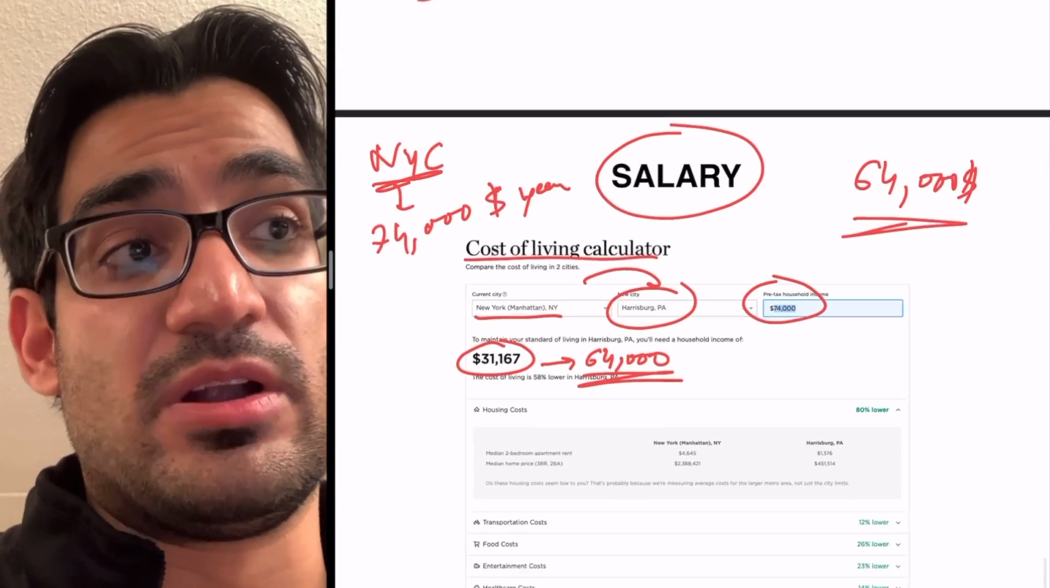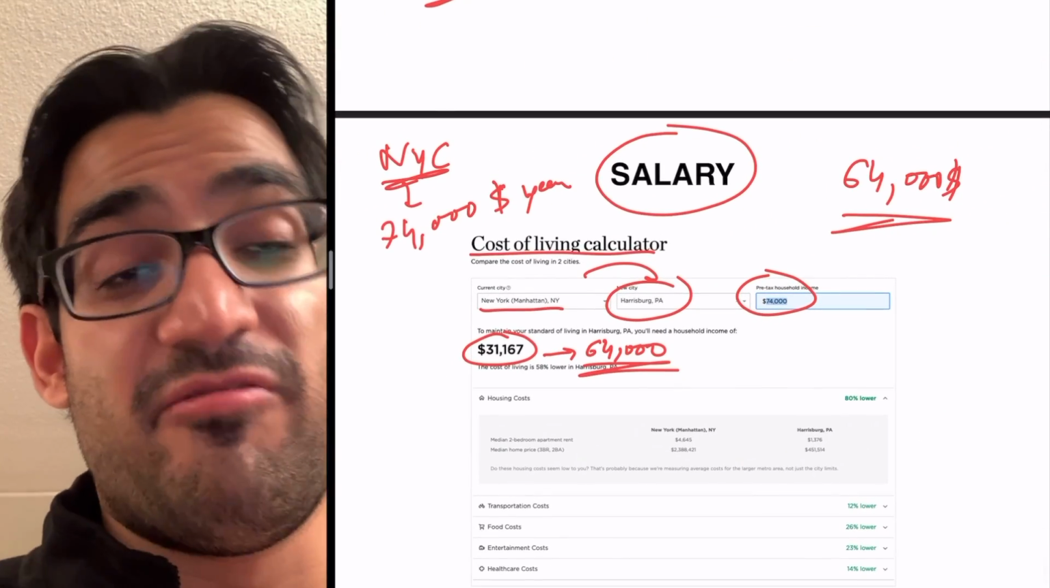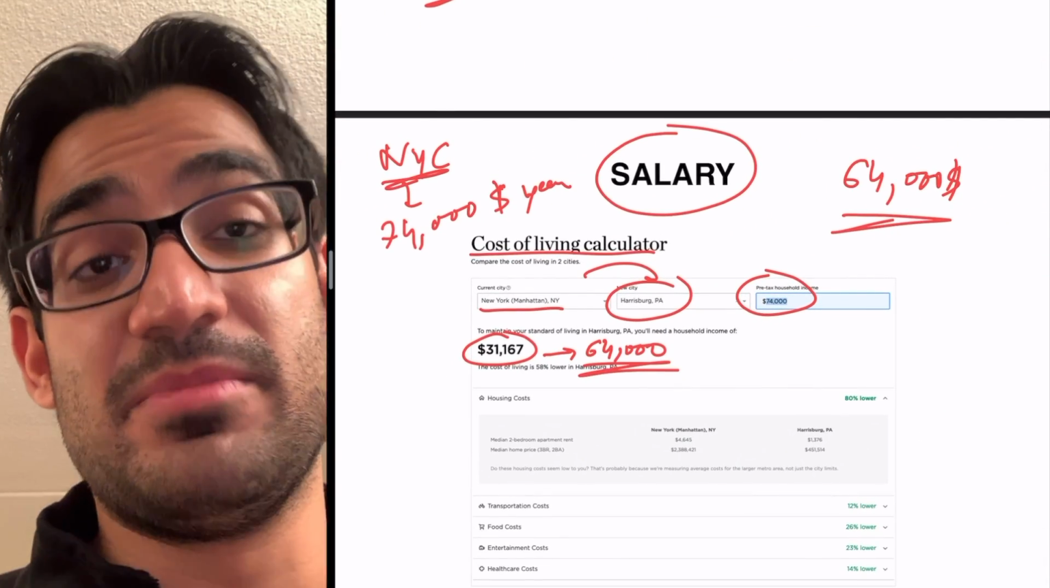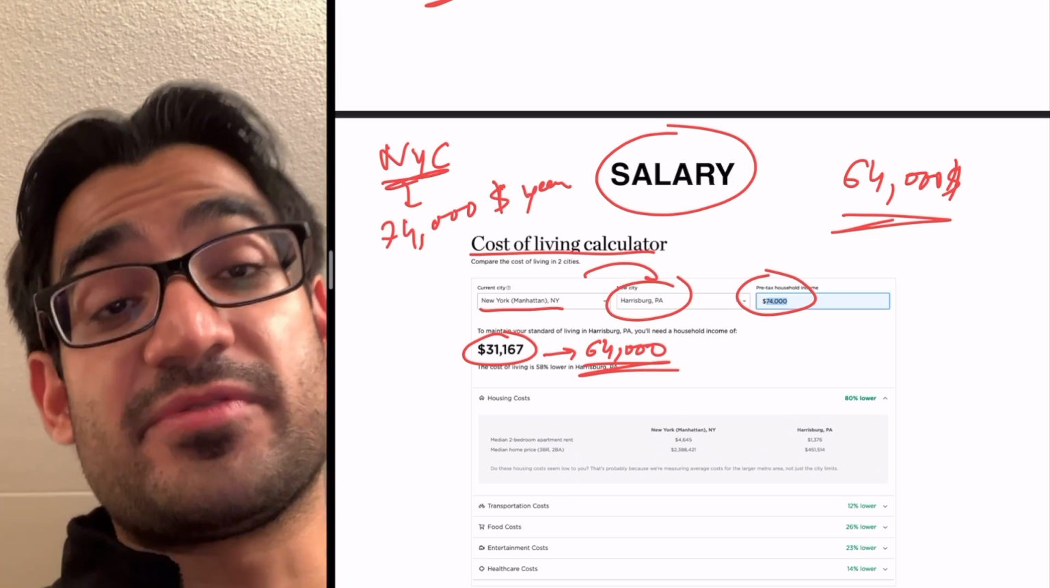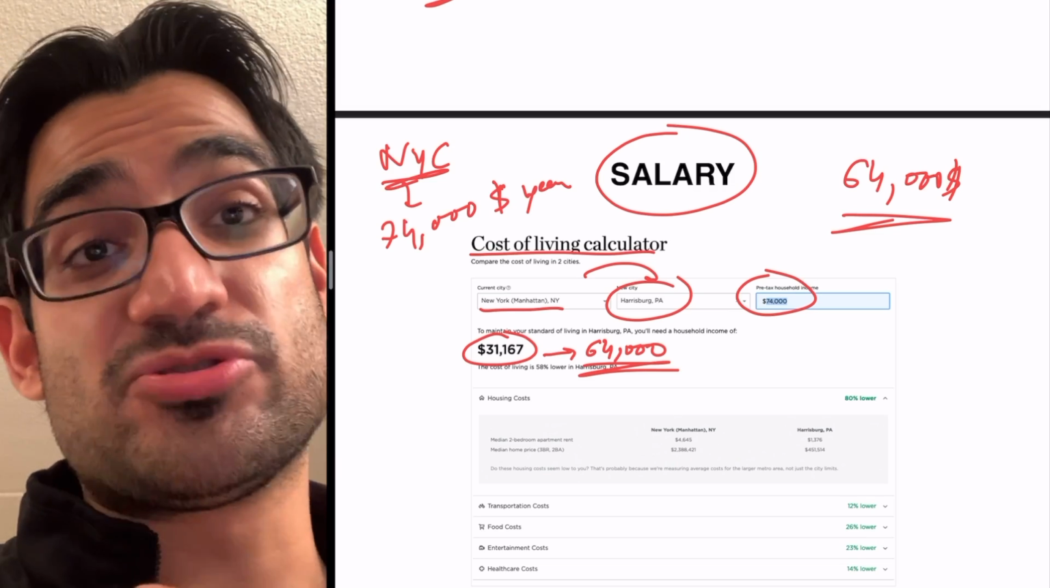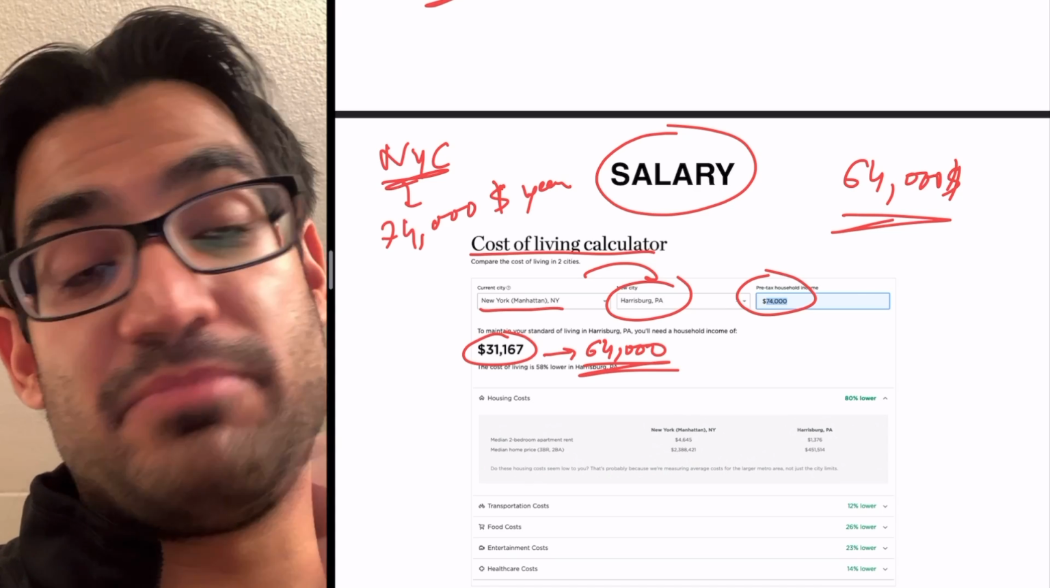So even though it looks like I am getting a lesser pay in this area that I'm living in, actually, if you run the numbers and think about it in the context of cost of living, I'm actually getting paid way more than I'm getting paid in New York.